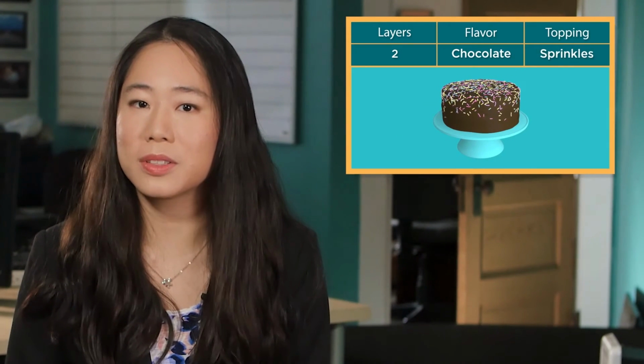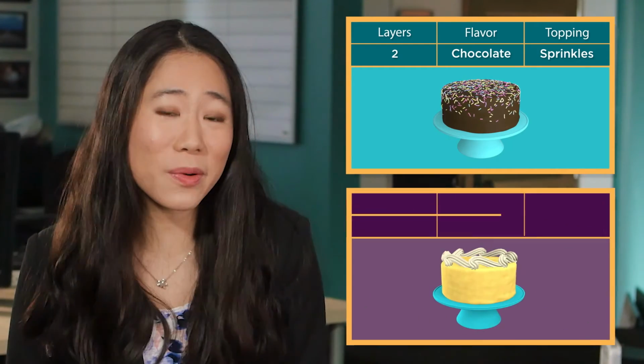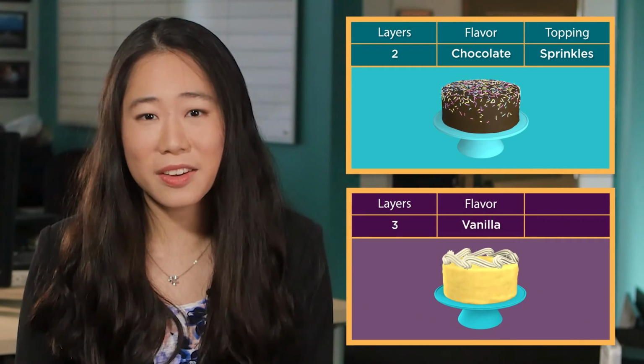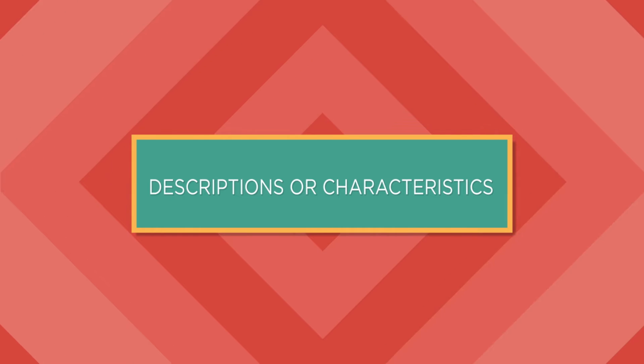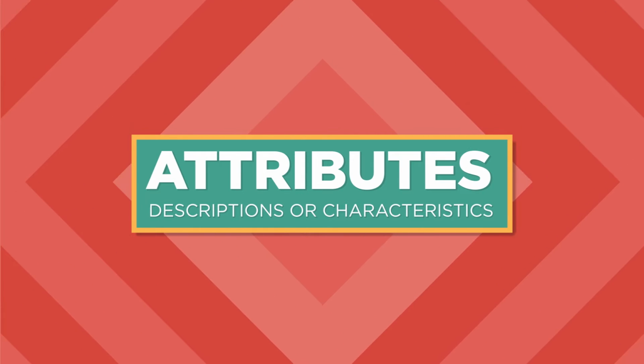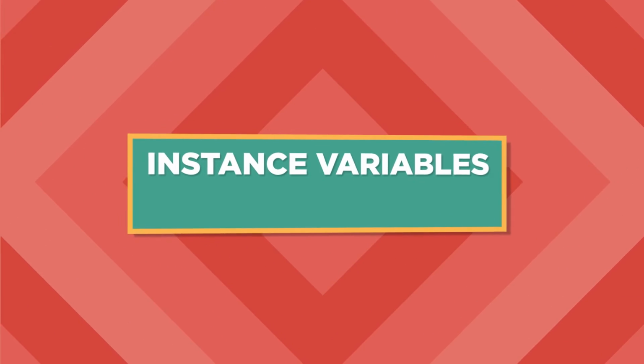When we look at an object in the real world, how do we describe it to someone else? If I place an order for a cake, I might describe to the chef that I want a 2-layer chocolate cake with rainbow sprinkles. My friend might order a 3-layered vanilla cake with strawberries on top. Both cakes, but different. These descriptions or characteristics are what we call attributes. We represent these attributes as instance variables in Java.